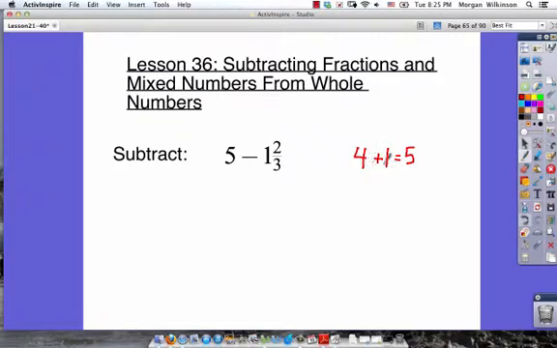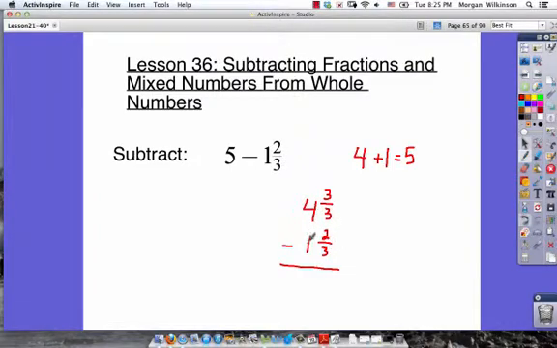So what we're going to do is say, instead of 4 plus 1, we're going to say 4 3/3. And the reason we say 3/3 is because 3/3 is just equal to 1. And when we say 3/3, we're then able to subtract 1 2/3 from that. Now we can go ahead and find our answer because our denominators are the same.